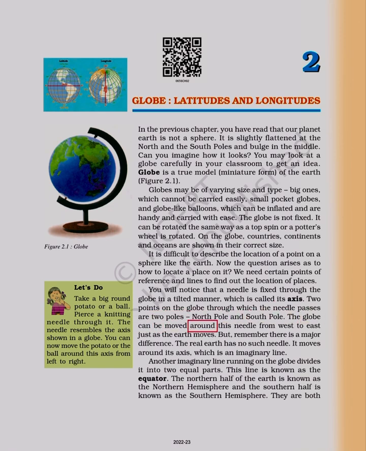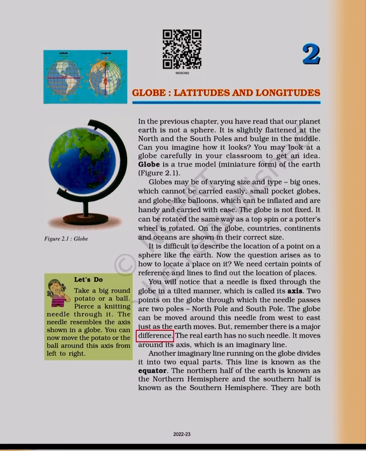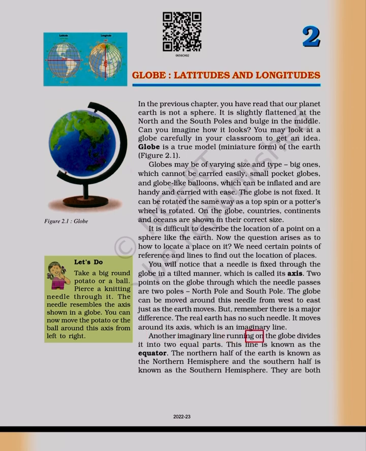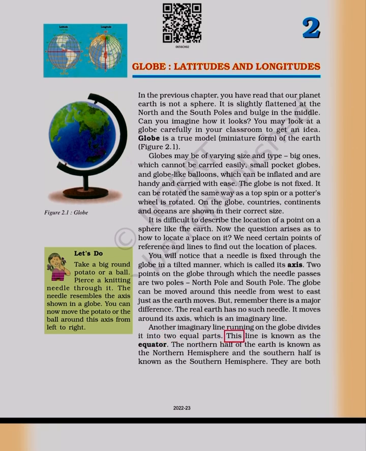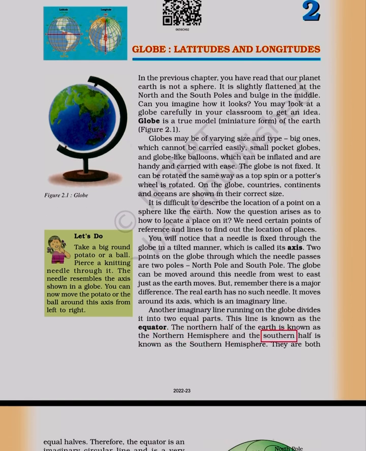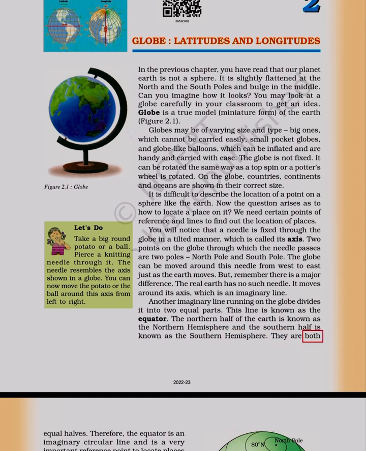The globe can be moved around this needle from west to east just as the Earth moves. But, remember, there is a major difference. The real Earth has no such needle. It moves around its axis, which is an imaginary line. Another imaginary line running on the globe divides it into 2 equal parts. This line is known as the equator. The northern half of the Earth is known as the northern hemisphere and the southern half is known as the southern hemisphere. They are both equal halves.